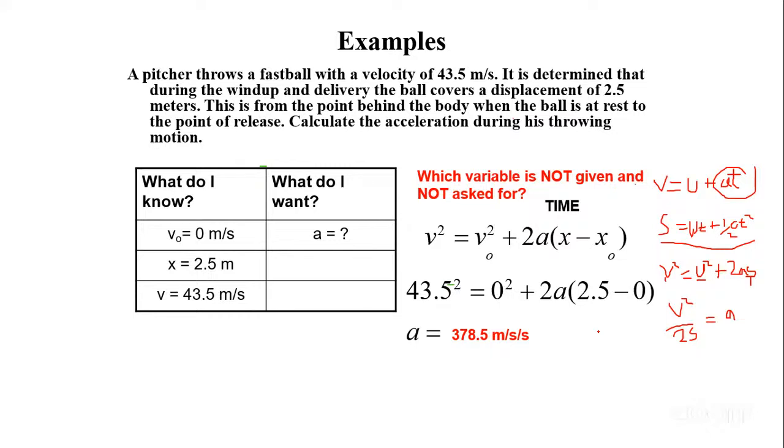So what is v squared? 43.5 squared over 2 times 2.5. So that gives us this answer, which is 37.8 meters per second squared.